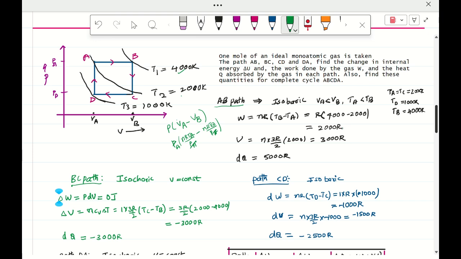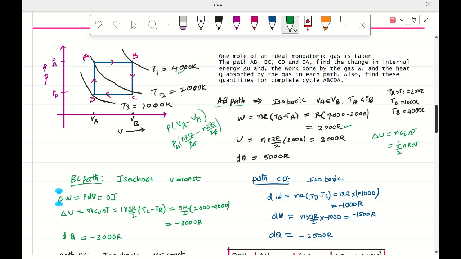So now substitute, you will get 2000 R as the work done. And along the AB path, find the internal energy also. Internal energy dU is always nCv delta T, no doubt at all. So this is equal to f by 2 into nR delta T also, because Cv is equal to fR by 2, I can write, right? In kinetic theory of gases.